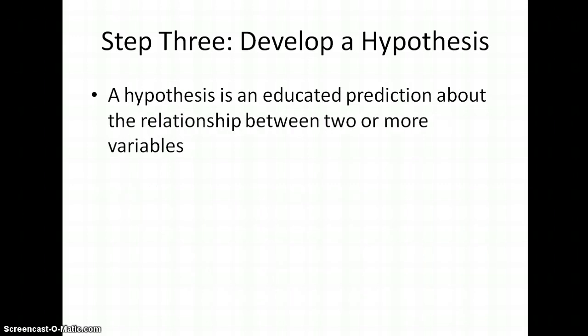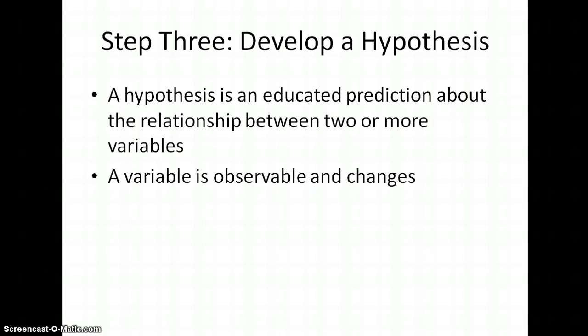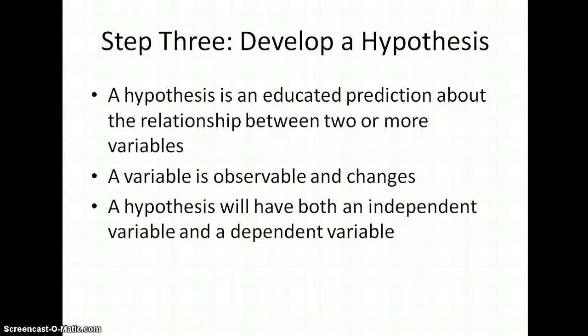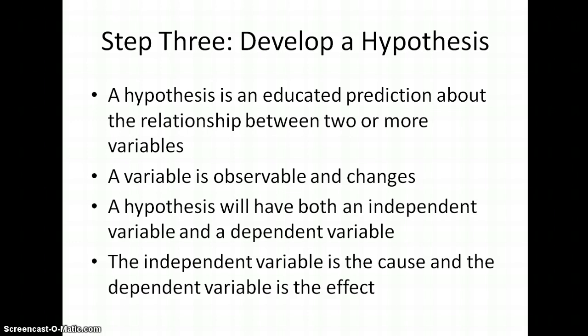What is a hypothesis? Hypothesis is an educated prediction. Why is it educated? Because we did step number 2. We reviewed the literature. A hypothesis is an educated prediction about the relationship between 2 or more variables. A variable is something that can be observed. Remember, see, smell, taste, touch, and hear, and that changes. A hypothesis will have both an independent variable and a dependent variable. The independent variable is the cause, and the dependent variable is the effect.